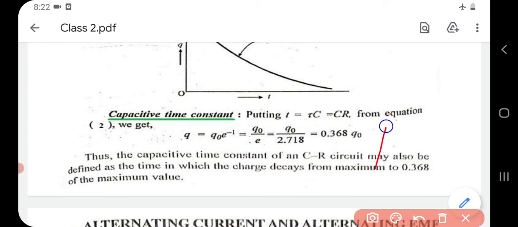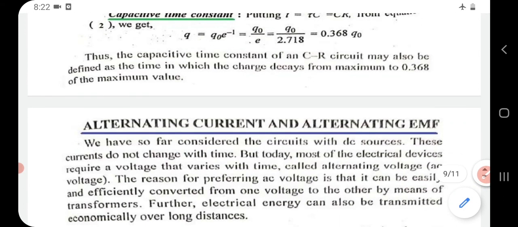So that's all about the charging and discharging of current in a circuit containing only capacitance and resistance, or in a CR circuit. This is also very important. So you have to study both the growth and decay of current in LR circuit and CR circuit. They will ask questions from either of these two.